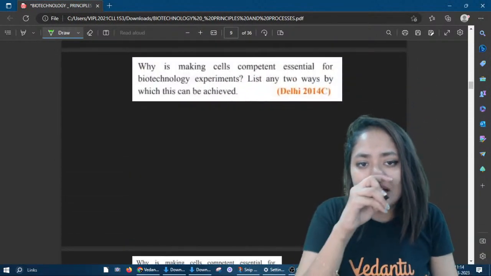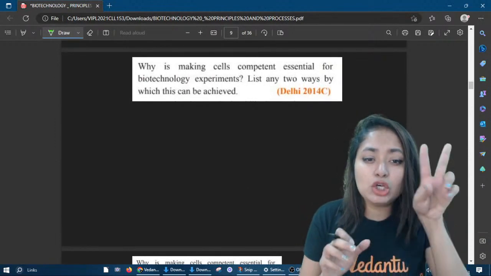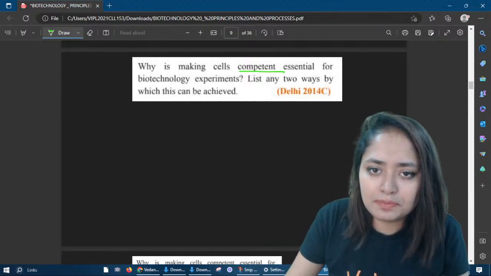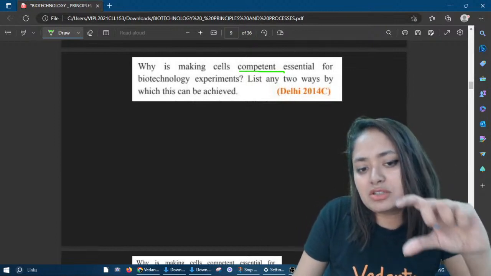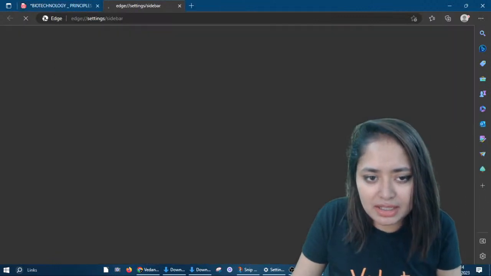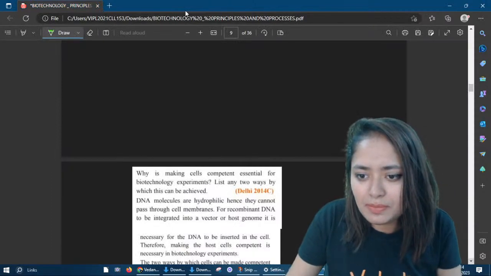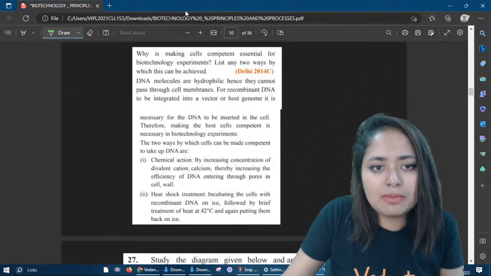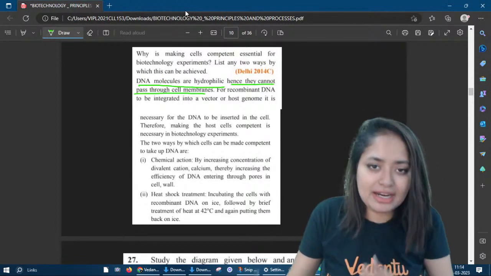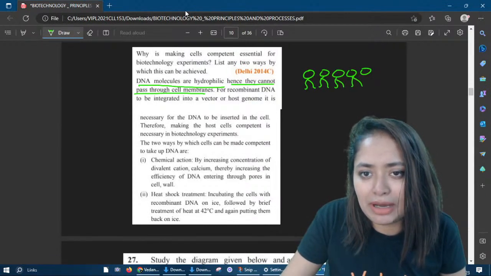This is a PYQ. Why is making cells competent essential for biotechnological experiments? List any two ways by which this can be achieved. Why is making competent important? Because if it does not become competent, then how will it pick up the DNA, right? DNA molecules are hydrophilic, hence they cannot pass through the cell membrane, correct? The cell membrane, if you remember your 11th standard, is made up of a lipid bilayer.